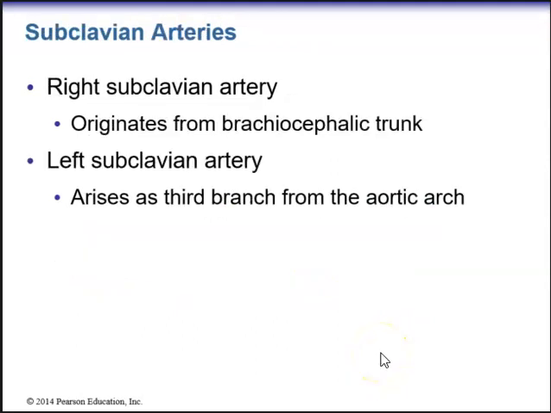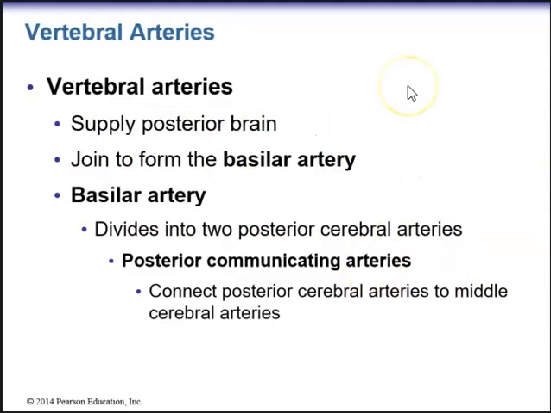The subclavian arteries, we know that the right subclavian artery originates from the brachiocephalic trunk. The left subclavian artery is the third branch off of the aortic arch. The vertebral arteries, a branch of the subclavian artery, supply the posterior brain. The vertebral arteries will join to form the basilar artery.